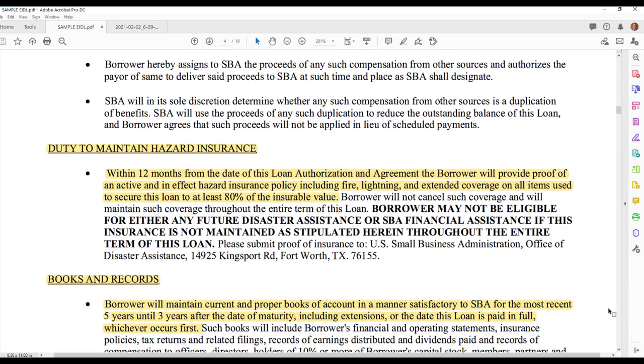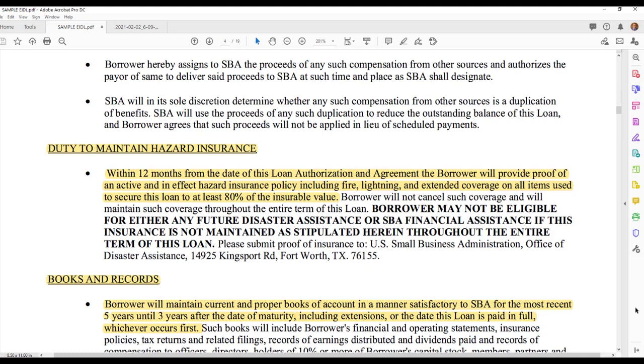Insurance, you've got to have it. What type do you have to have? It's hazard insurance. It's insurance to cover the assets. Think about it this way: if you buy a brand new car and you finance it, the bank's going to require you to have comprehensive insurance. Why do they do that? Because if you total that car before you pay it off, they want to be reimbursed. That's all this really is.